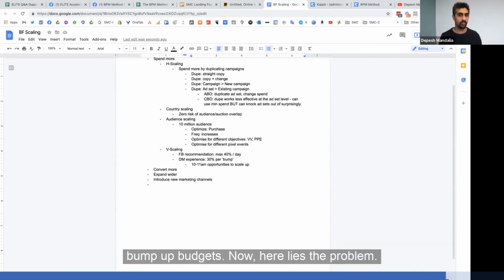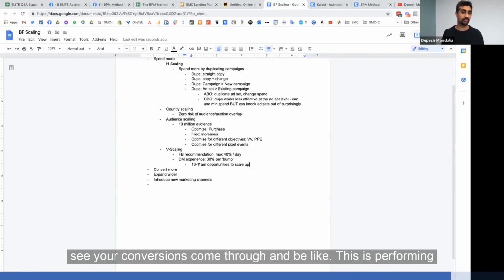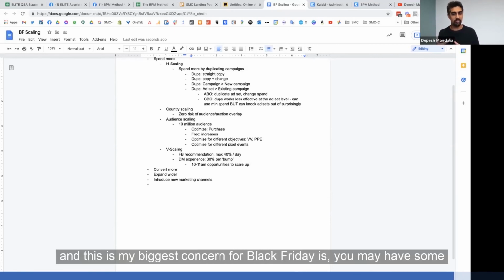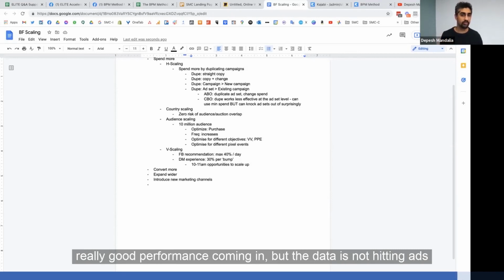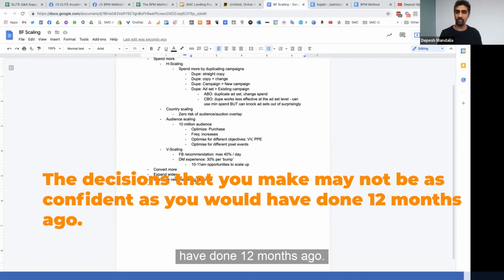Now, herein lies the problem. 12 months ago, you could look at Ads Manager and you'd immediately see your conversions come through and be like, this is performing really well. I'm really happy. Now, and this is my biggest concern for Black Friday, is you may have some really good performance coming in, but the data is not hitting Ads Manager. So the decisions that you make may not be as confident as you would have made 12 months ago.